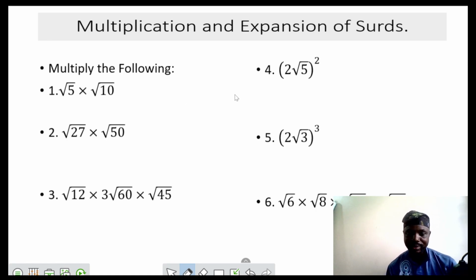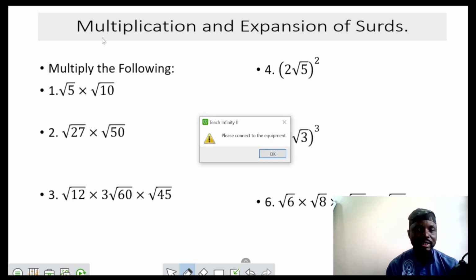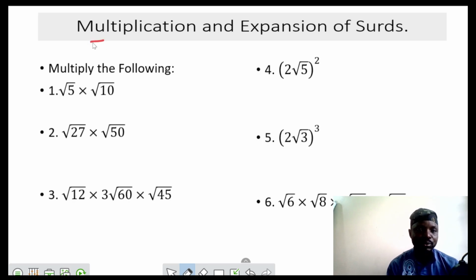So the next one is multiply the following: multiplication and expansion of surd. So let's talk about multiplication of surd. When you are multiplying surd, two things have to come to the mind. You have root of A times root of B. When they are not the same, just put them under the same umbrella. That's root AB.